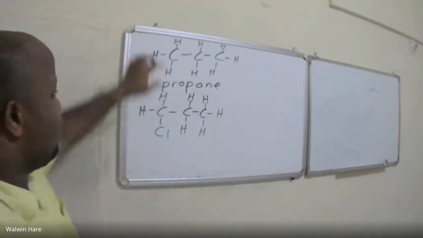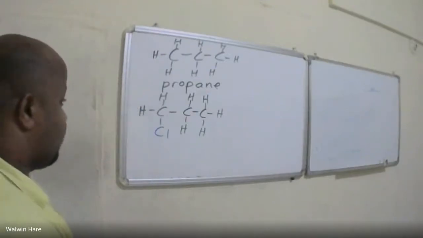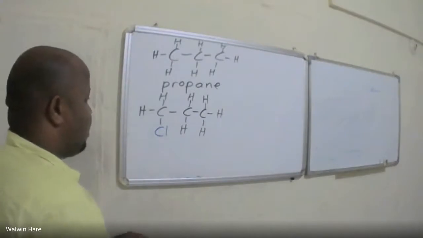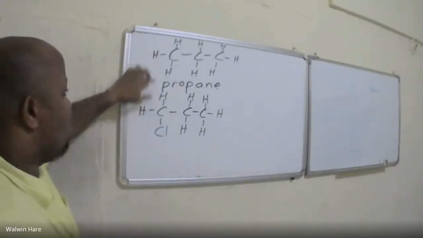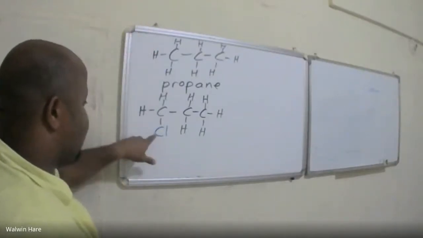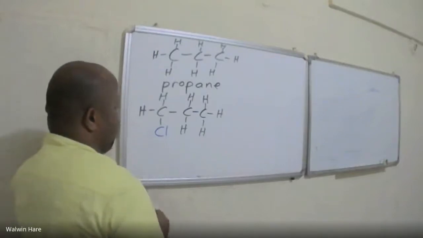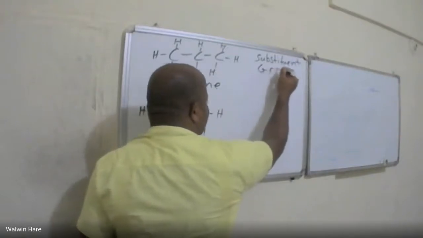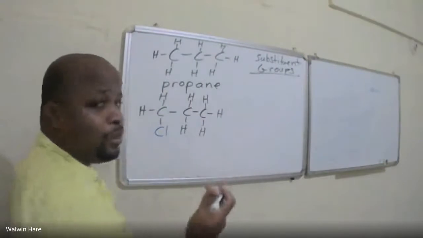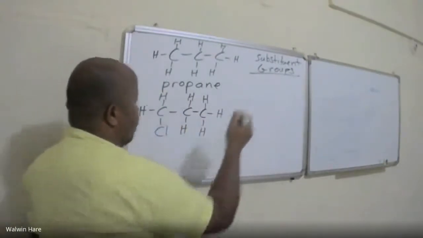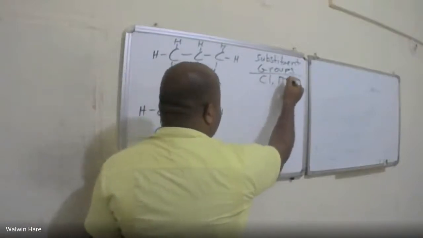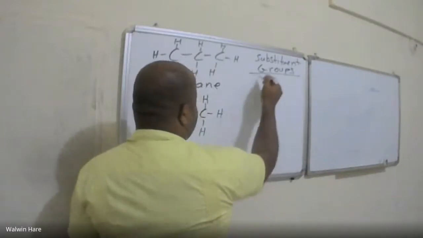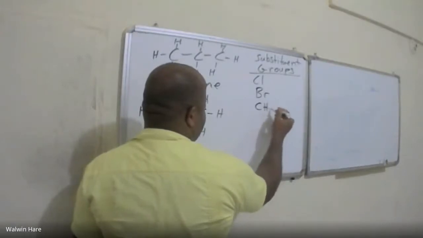All right, what is the difference between this compound and this compound? Chlorine. Right, this compound has a chlorine present. So sometimes in your alkane, one of the hydrogens will be replaced by another atom, and we call them substituent groups. These are groups that substitute a hydrogen in your alkane. For CSEC, we'll just use Cl, Br, and CH3, all right?